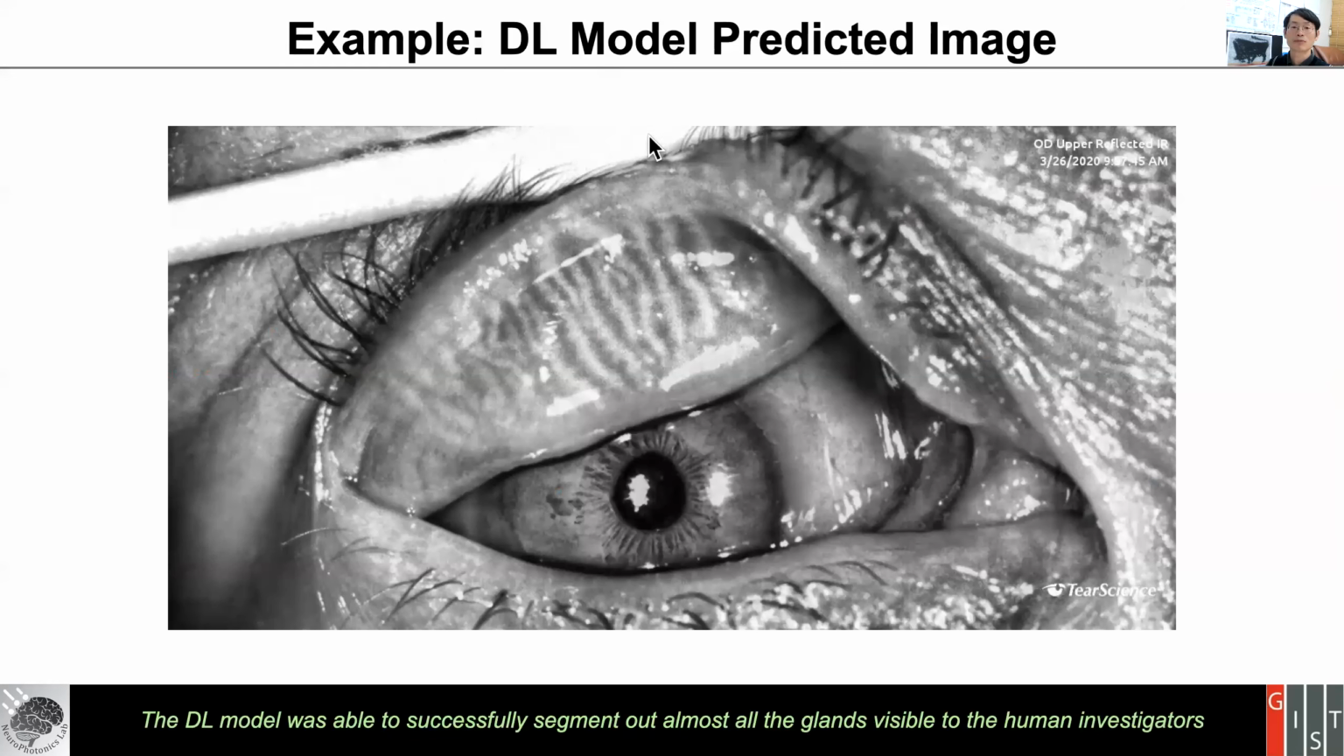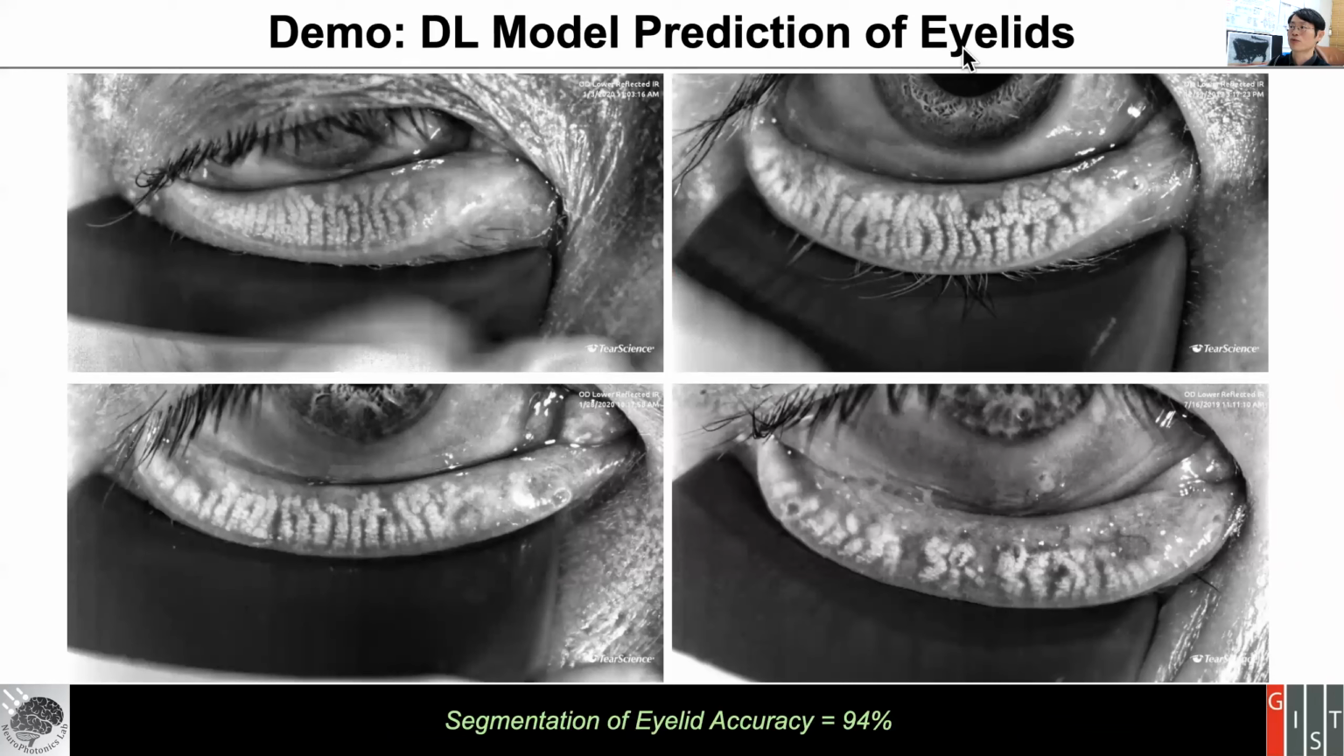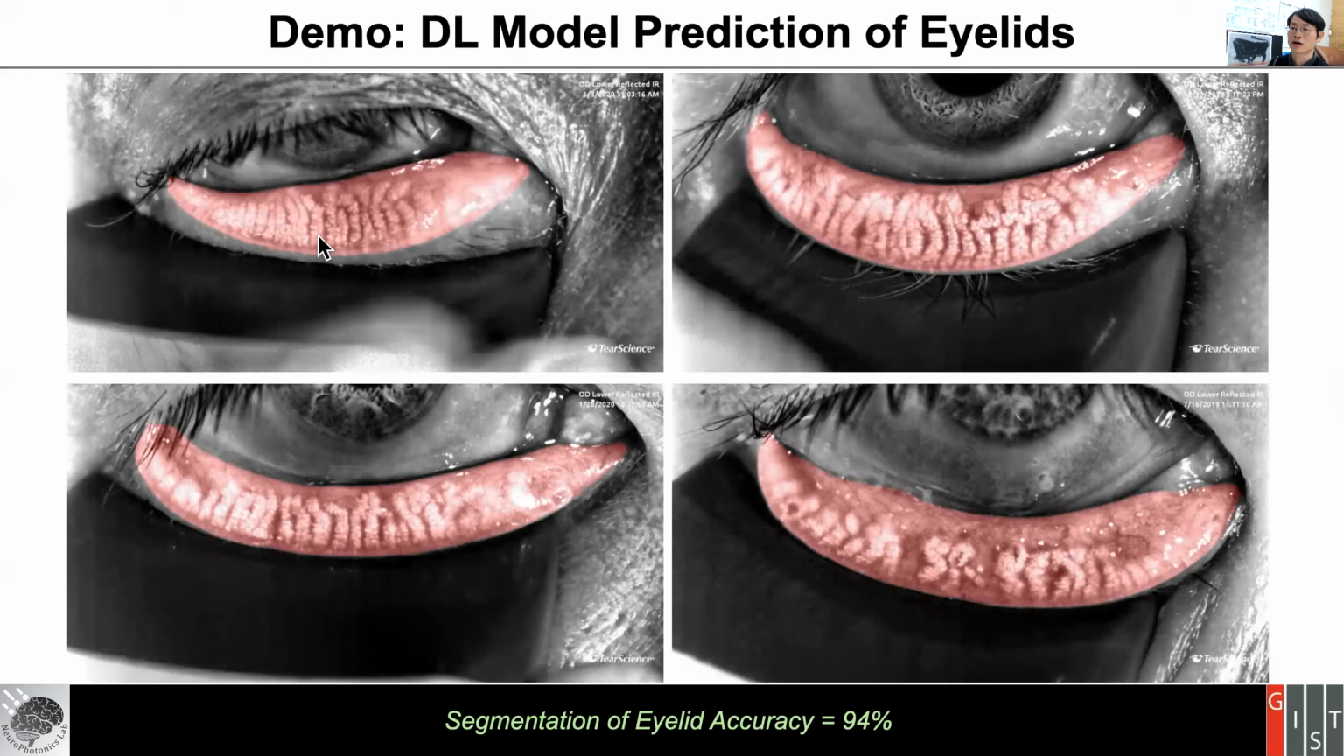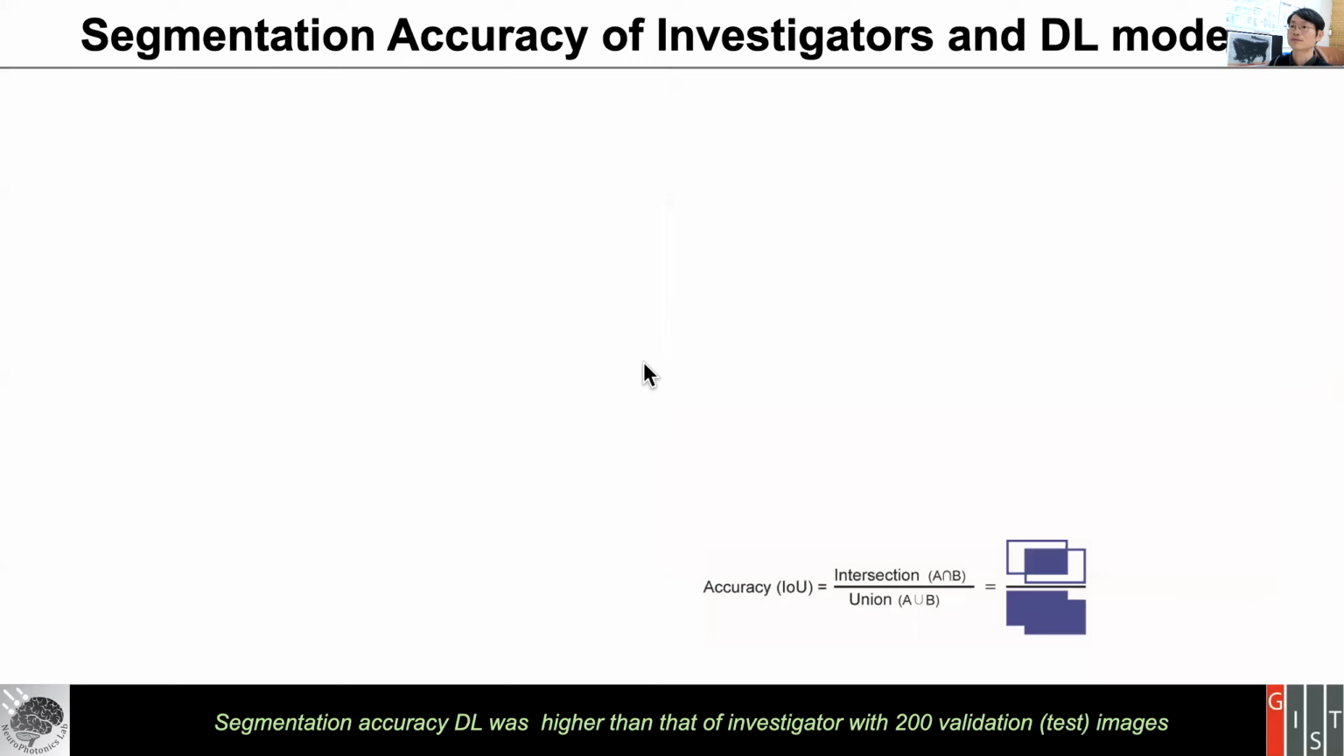For example, the deep learning output for this predicted image shows individual Meibomian glands for segmentation. Also, we can predict the eyelids by the deep learning model. And compared with the human annotation, an accuracy of 94% was achievable.